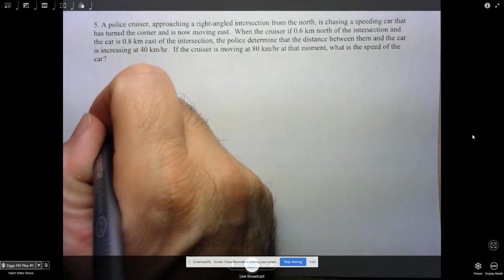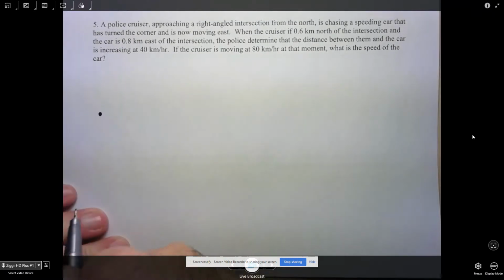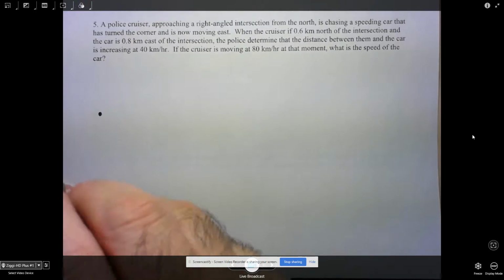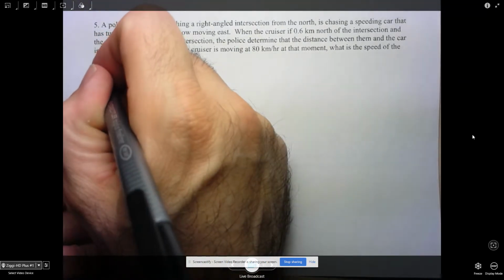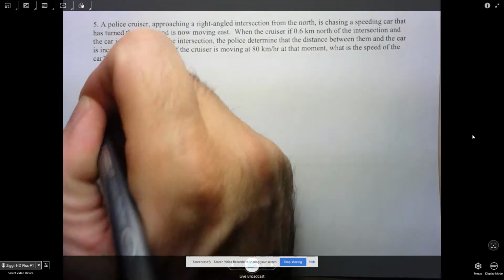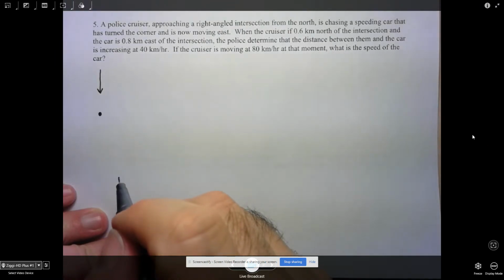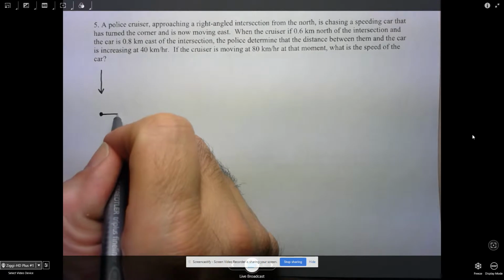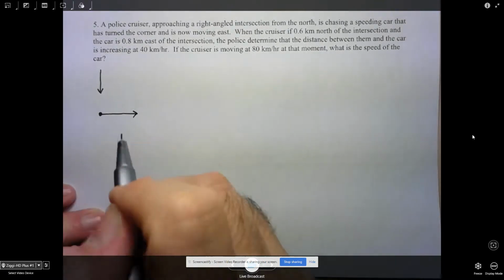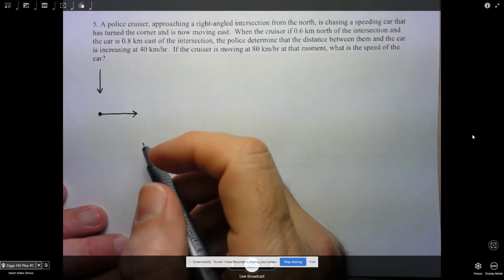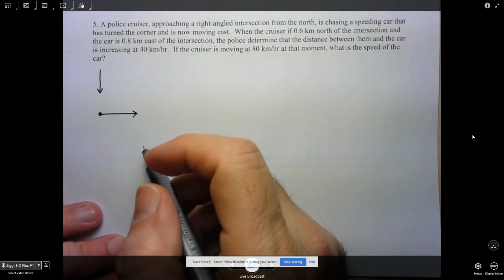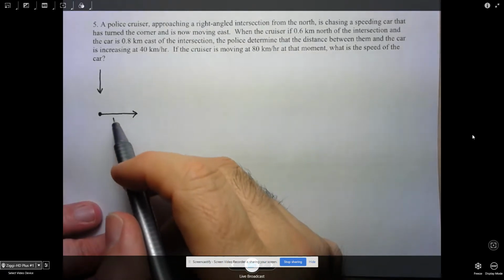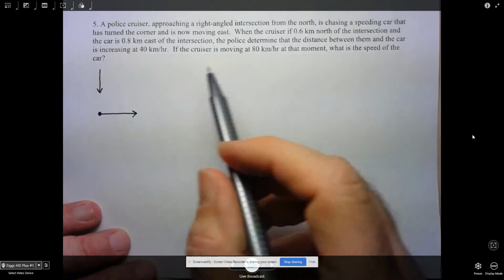So what I'm going to do is use this point to represent the intersection. We've got a police car that's coming from the north, so towards this intersection. And then we've got a car that's speeding and it just turned the corner. So let's let that represent the motion of the car that's speeding. Then it gives us some information.